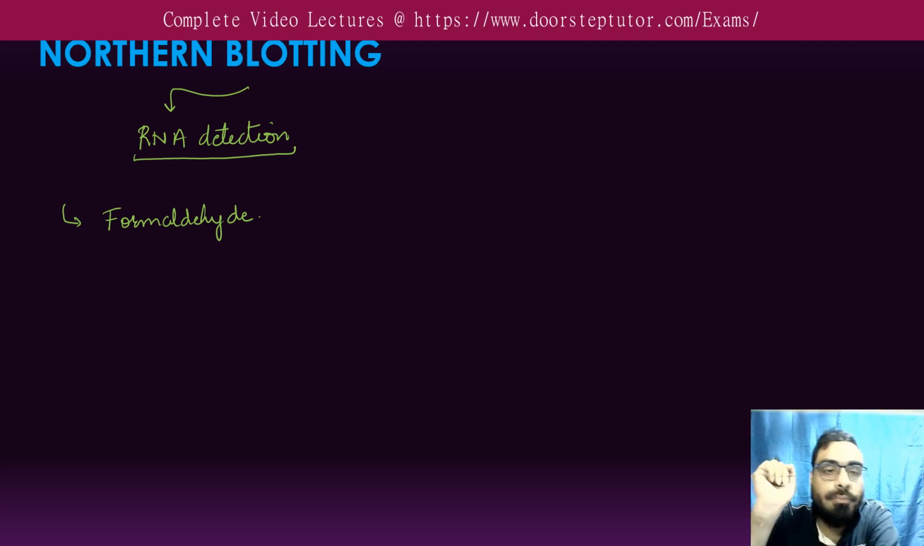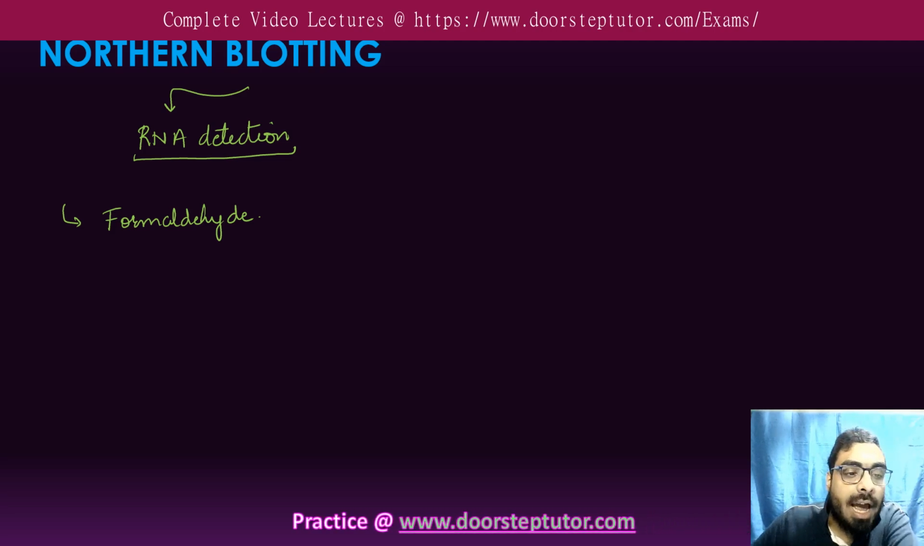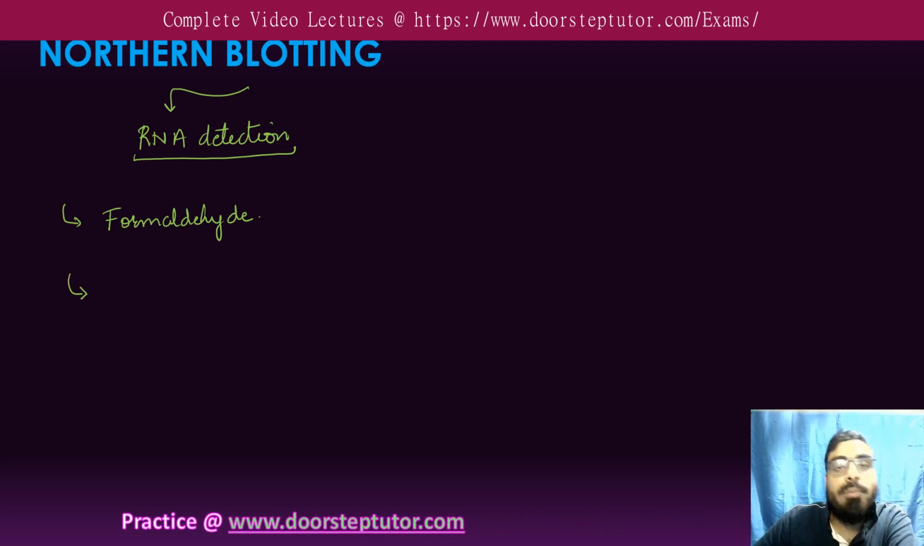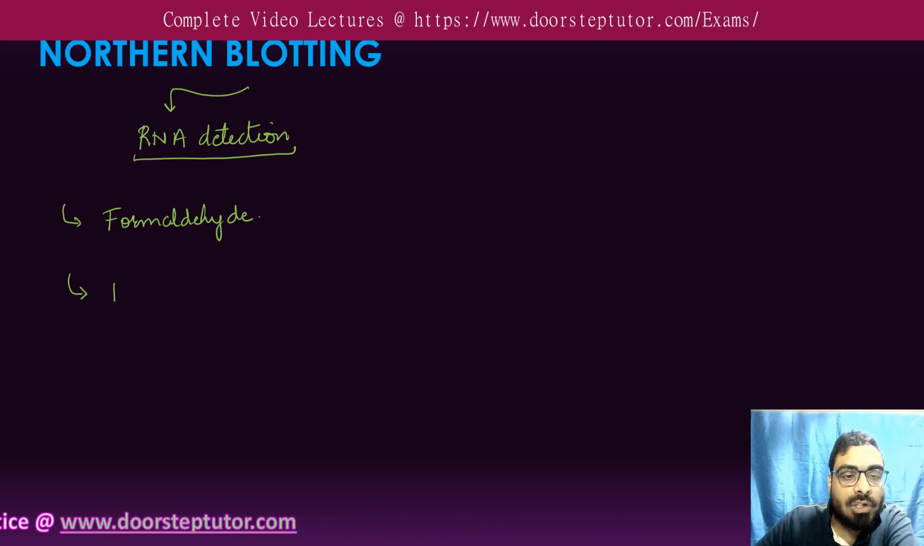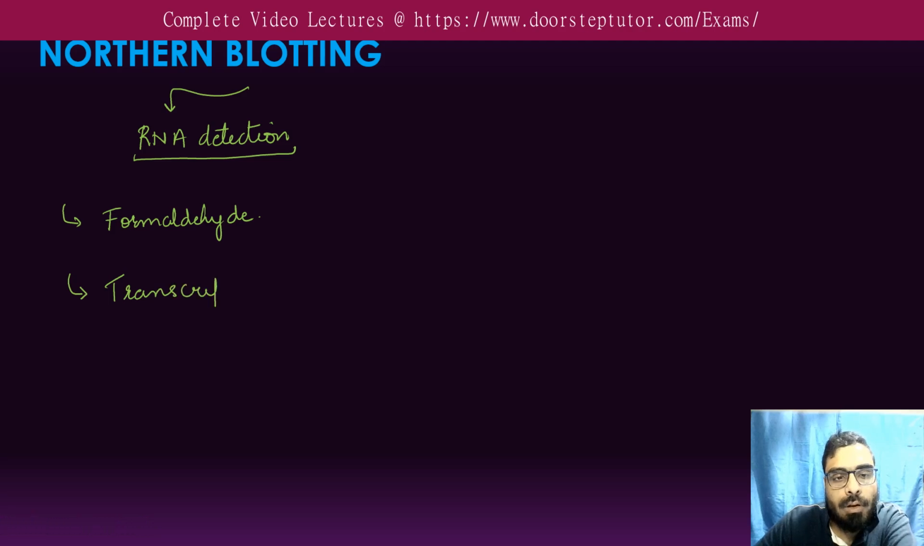So northern blotting is specific for RNA detection, formaldehyde is used, and northern blotting is also used for transcriptional analysis. We'll see that in the applications also.